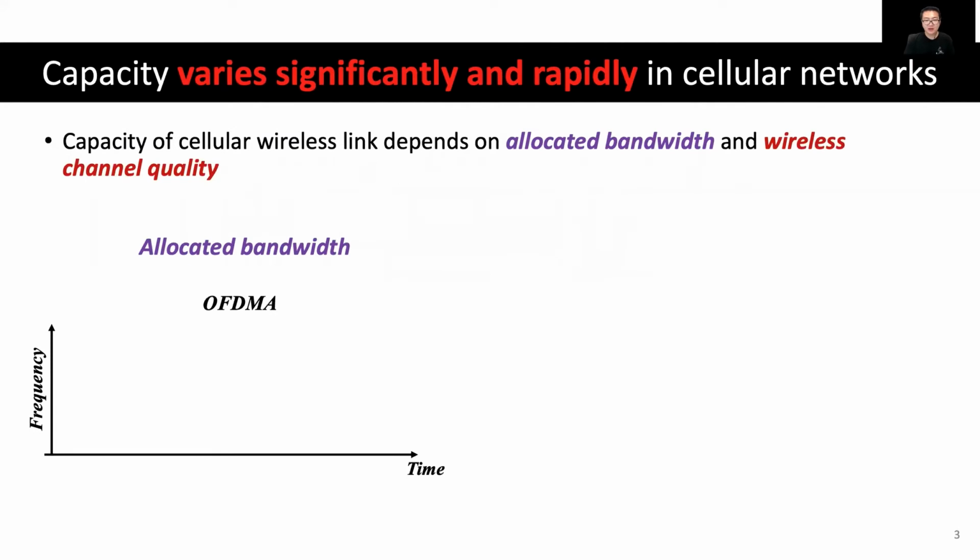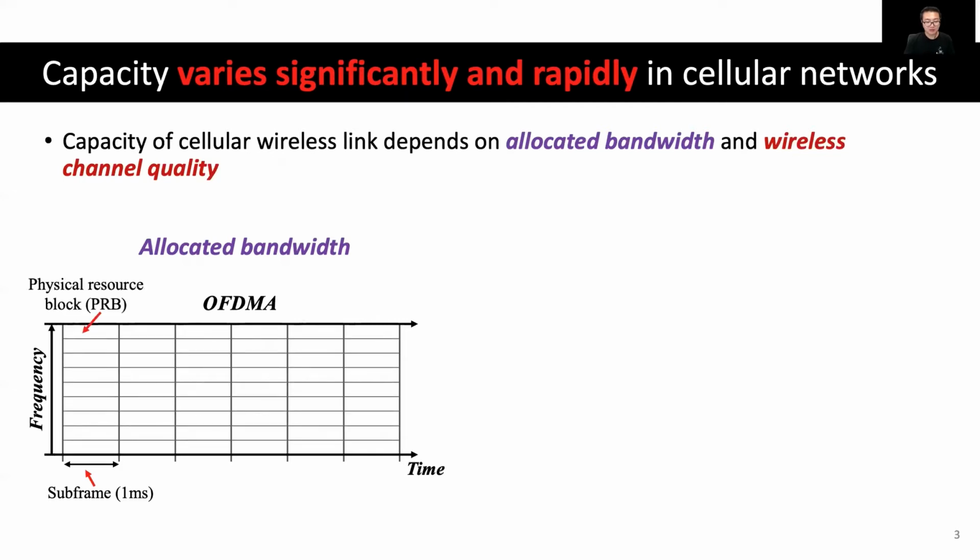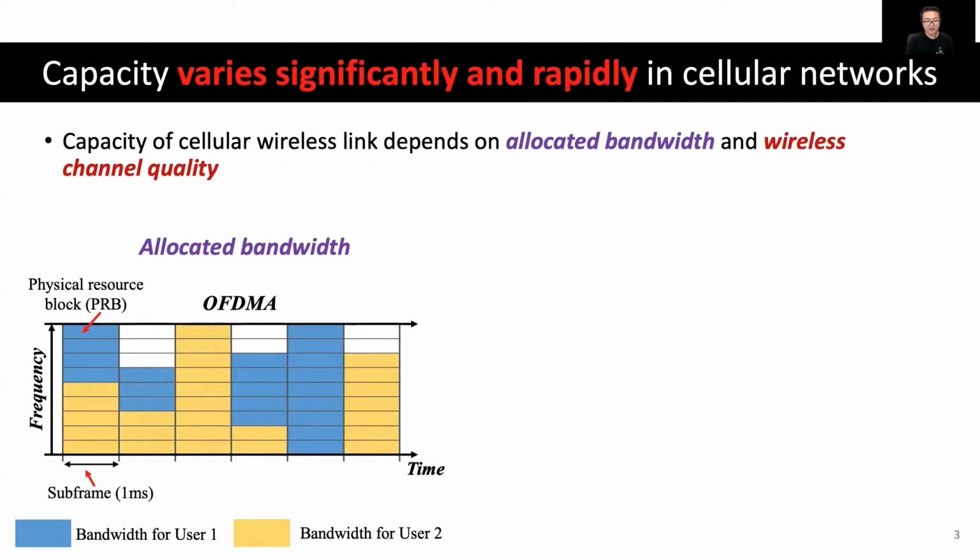Before explaining why it varies, let's look at two important parameters that determine the capacity. The first one is the allocated bandwidth. Both 4G and 5G adopt OFDMA, which divides time into subframes and frequency into small blocks called physical resource blocks. The base station has a resource allocation algorithm that allocates different numbers of PRBs to different users. The allocation varies from subframe to subframe.